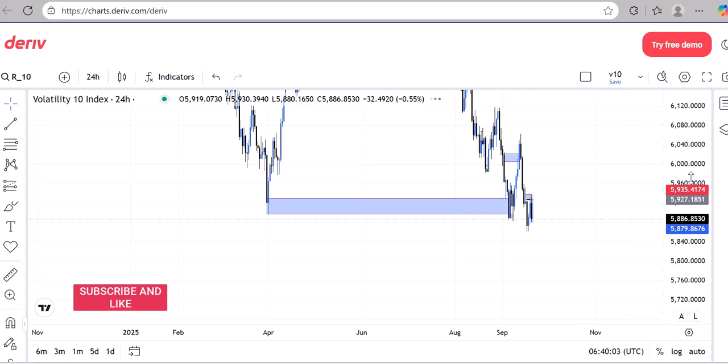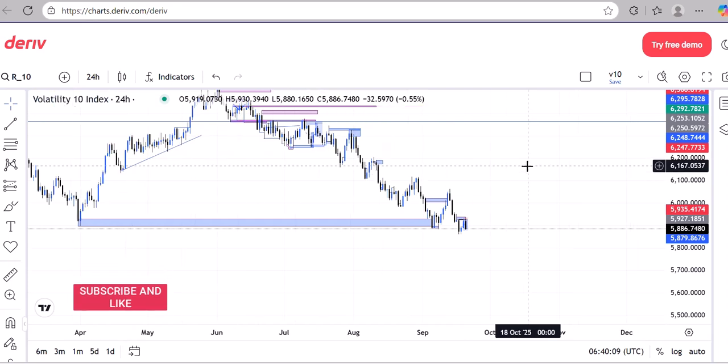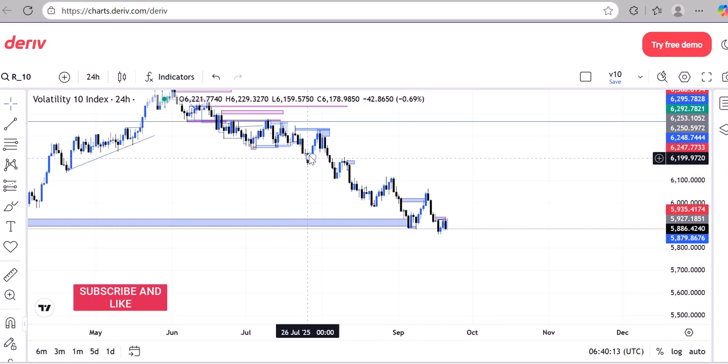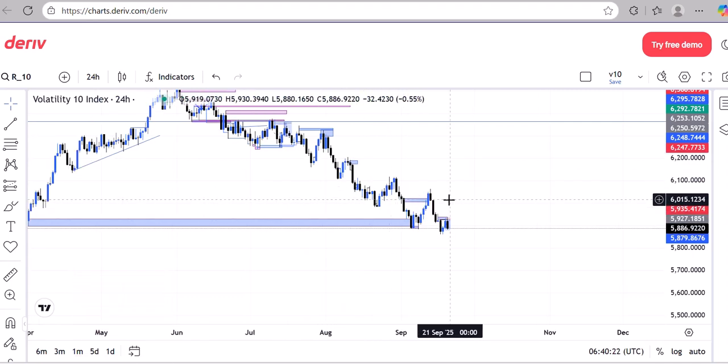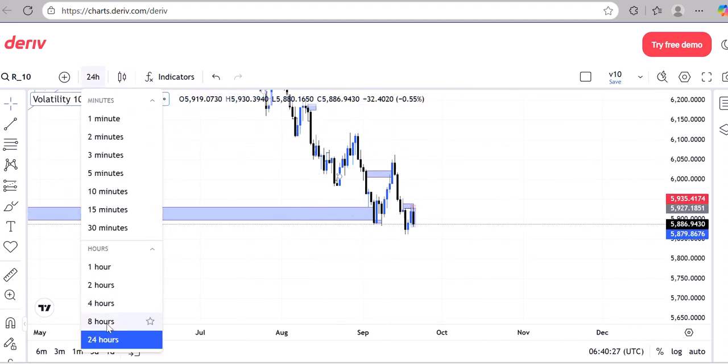Now from our daily time frame we will see that Volatility 10 index has been in a downtrend, meaning it's making a series of lower high, lower low, lower high, lower low, lower high, lower low, and so on and so forth. So it's in a downtrend. Okay, so what did we do? We go to a lower time frame, we go to our 4 hours time frame.